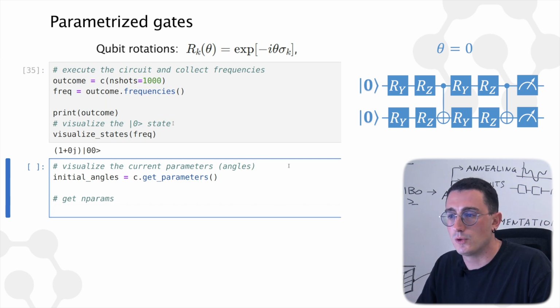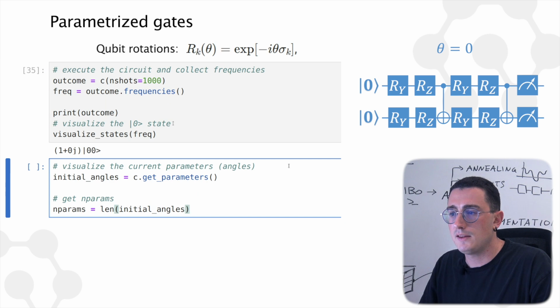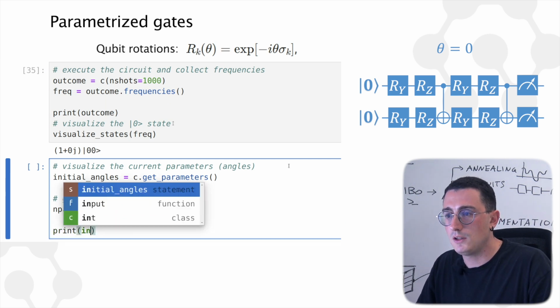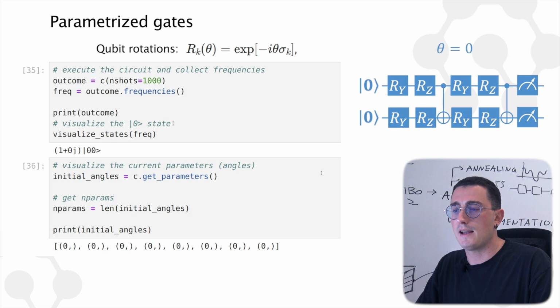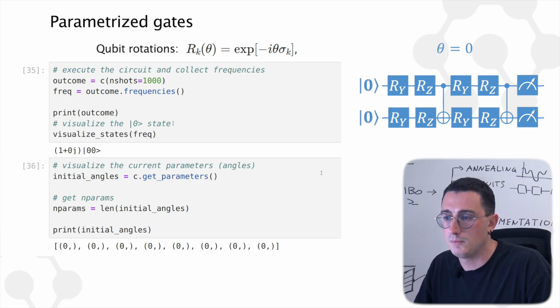And then we can also save the number of parameters, and this will be useful in some minutes. nparams equal to len of initial parameters, so initial angles. And then we can print the initial angles. So print initial angles, and as you can see, we only have zeros. That was expected because it was our starting point.